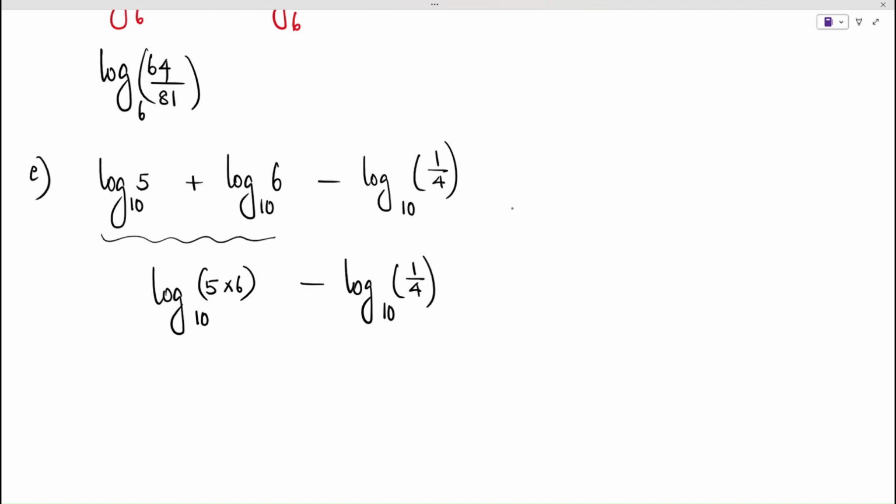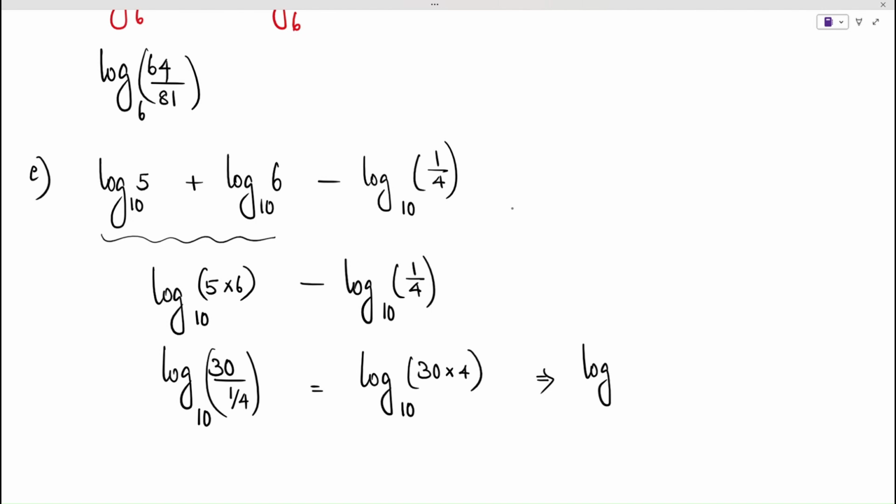Now we can use a division law here. So we get log of, so 5 times 6 is 30, so we have 30 over 1 over 4, and this is to base 10. And so if we have a number divided by a fraction, we can multiply it by the denominator and divide by the numerator of that fraction. So we have log of 30 times 4 to the base 10, and this is equal to log of 120 to base 10.